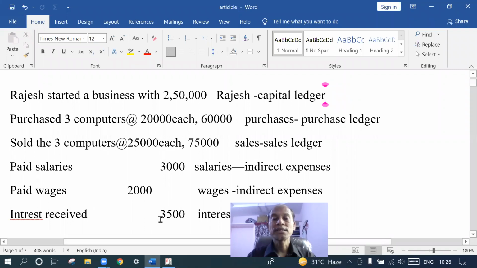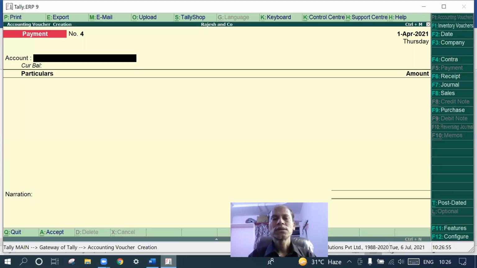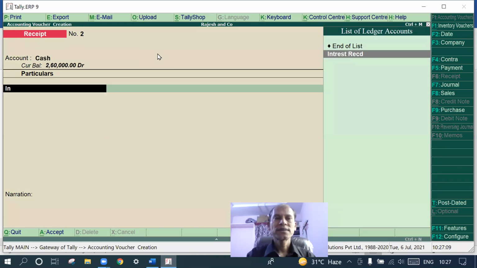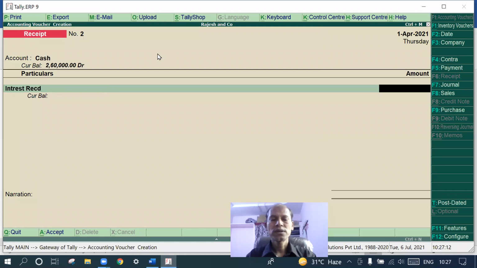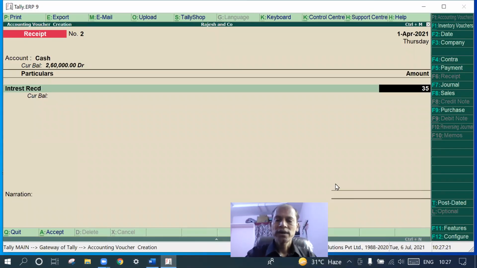interest received. This is not the payment, but receipt, cash receipt, because we have received the interest from the bank, from other person, whoever whatever they pay. This is the cash receipt. We go to receipt. We are in the payment. We go to receipt. So receipt in the form of cash, interest received. Amount is how much? You have to see the amount carefully. 3,500. Yes, enter.